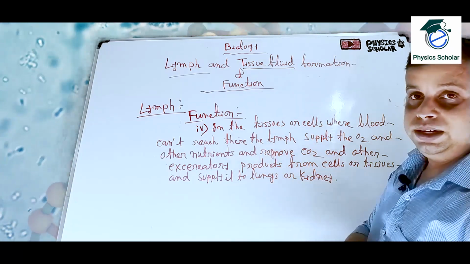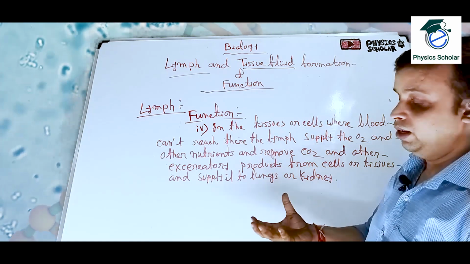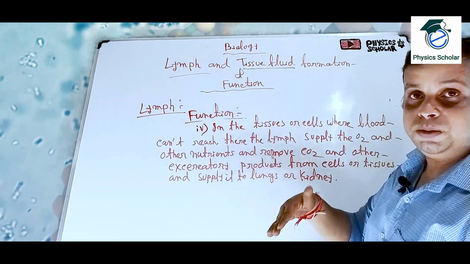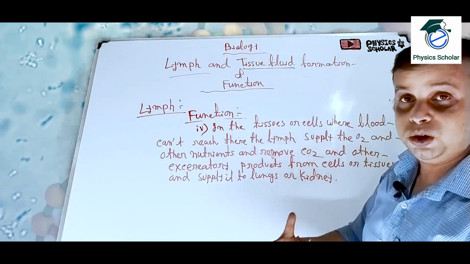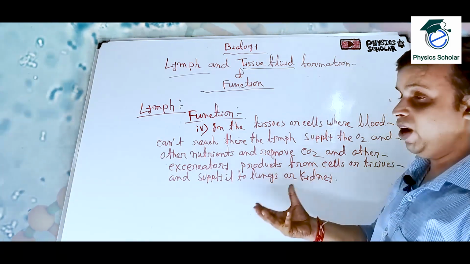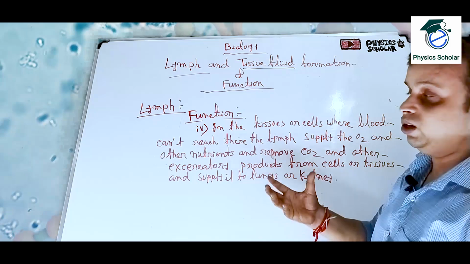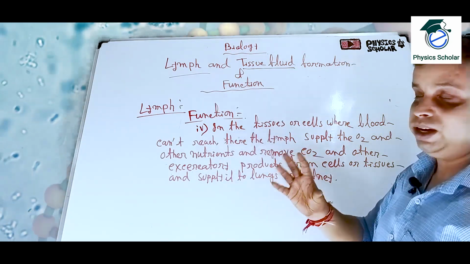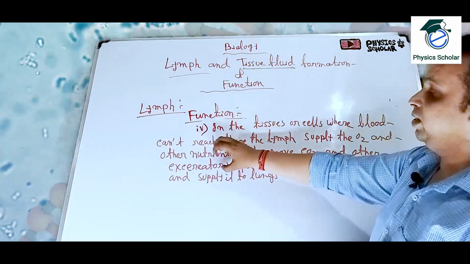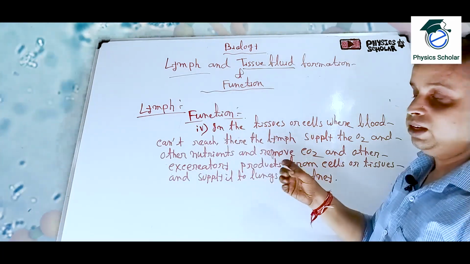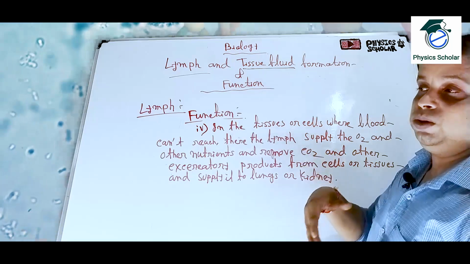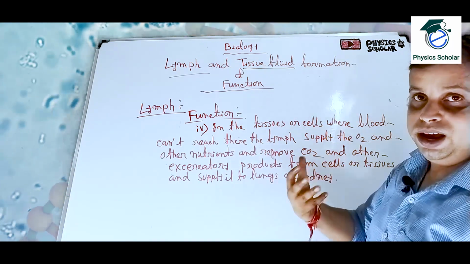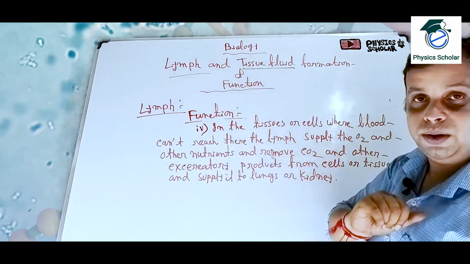That means what? During the nutrition process, what happens? The protein will be converted into amino acids. The carbohydrate will be converted into glucose, fructose, or galactose, that is, monosaccharides, and the fat will be converted into fatty acids and glycerol. That will be supplied to the cell along with the oxygen and other minerals by the lymph, and the lymph will take out the excretory products along with the carbon dioxide, and transfer them so that they can come out from our body, either through the lungs or the kidney.